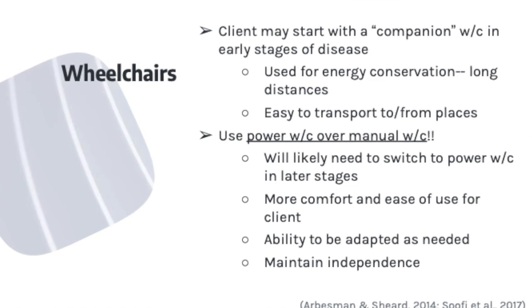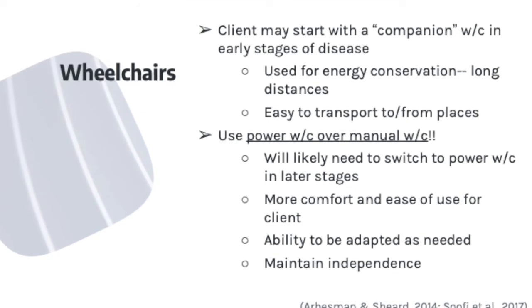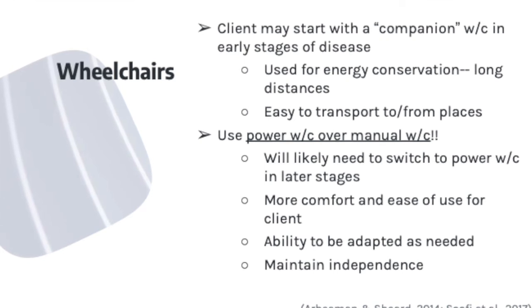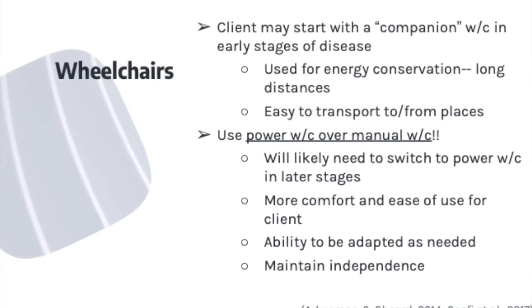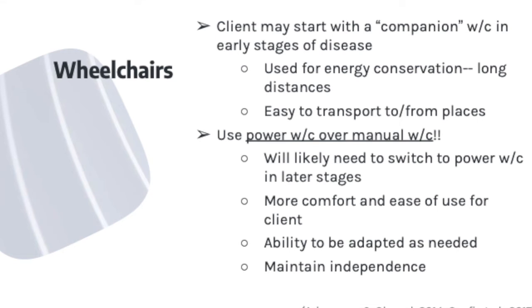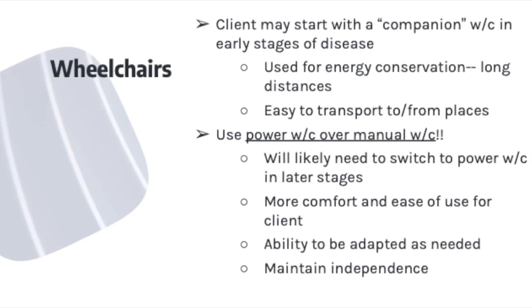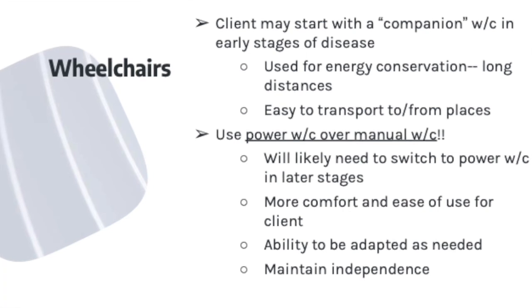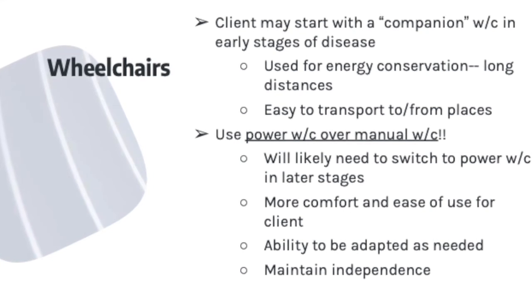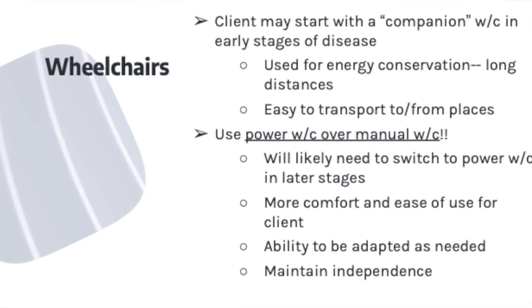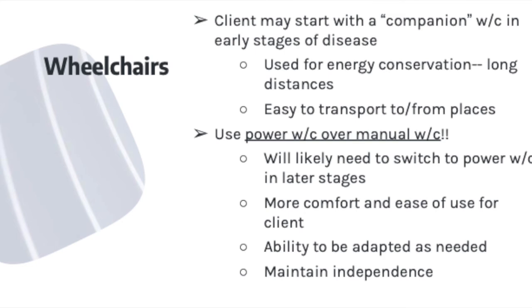Jumping to a power wheelchair rather than a manual wheelchair will eliminate the cost of the manual wheelchair, and power wheelchairs have the ability to be adapted to fit the needs of the client throughout the course of the disease. Manual wheelchairs use too much energy to propel, and power wheelchairs have higher satisfaction rates due to more ease when participating in social events. Power wheelchairs allow for independence to be maintained as the client is able to propel the chair on their own by using a joystick, sip and puff, or other adaptations.